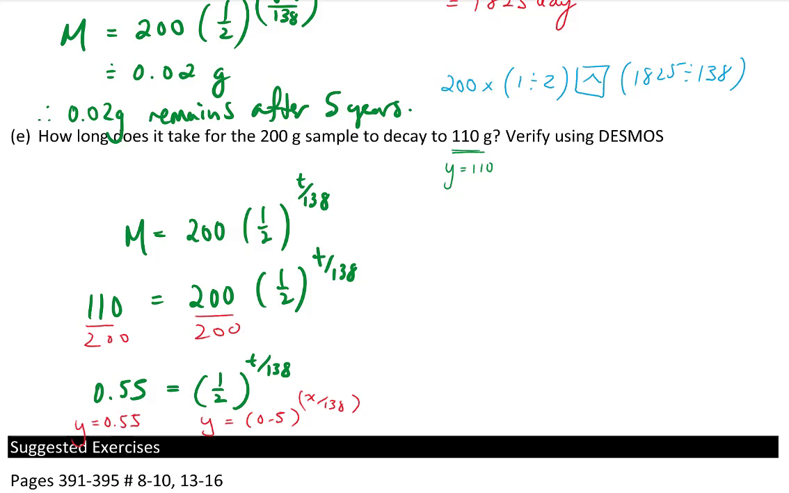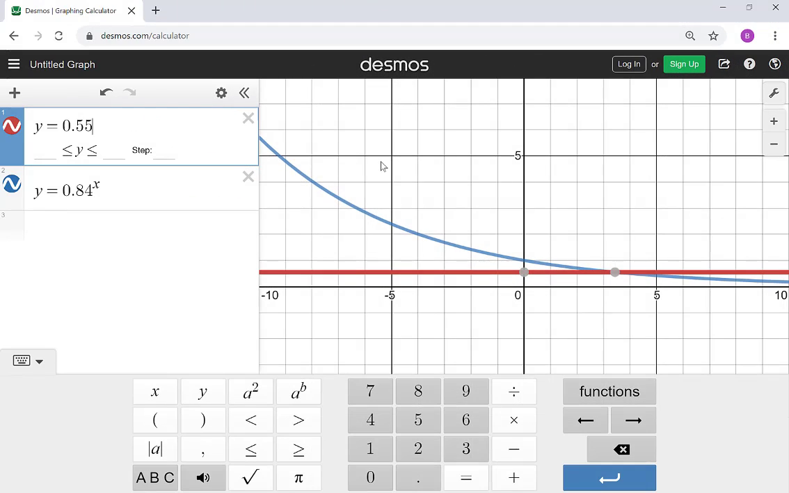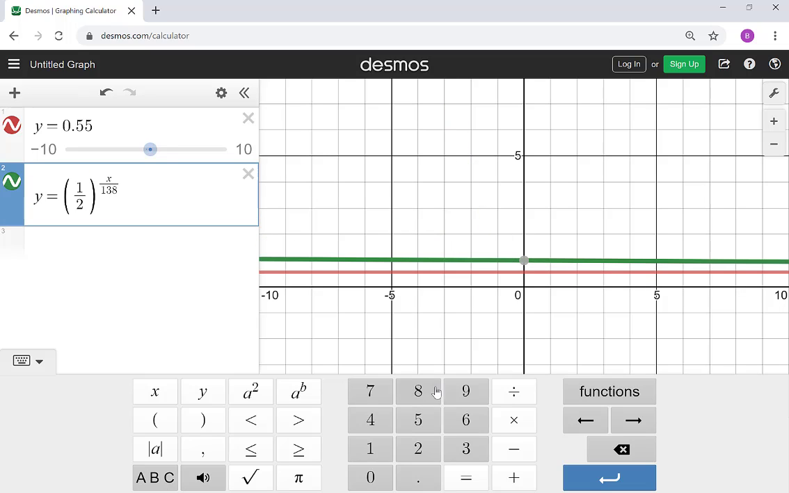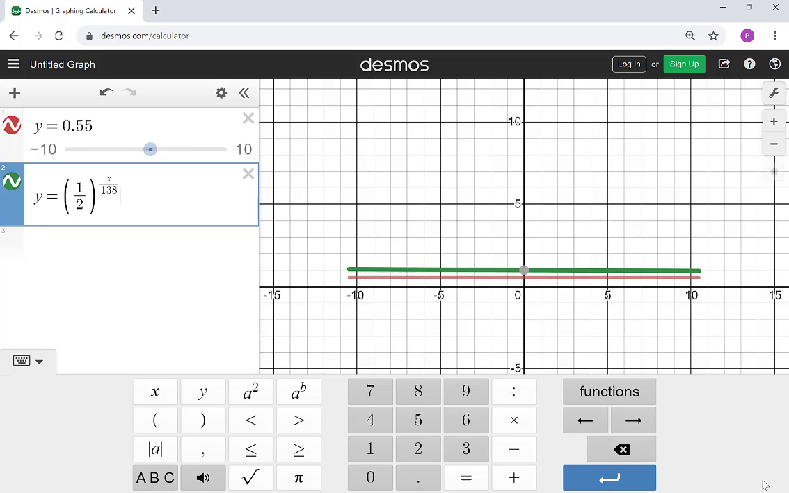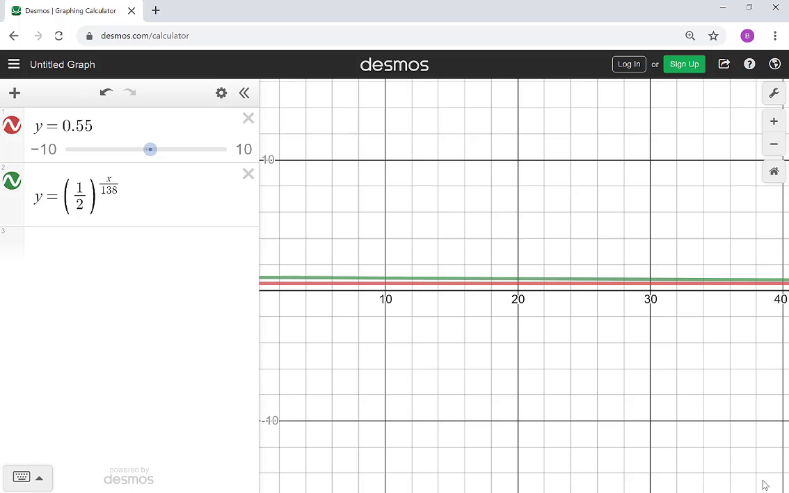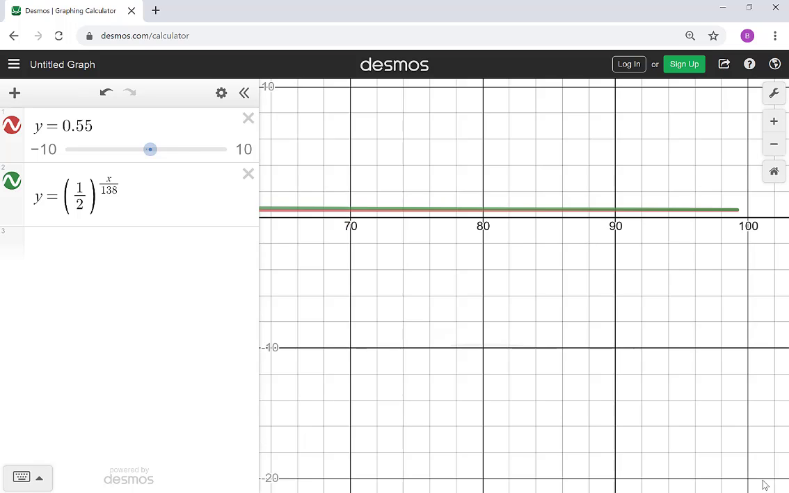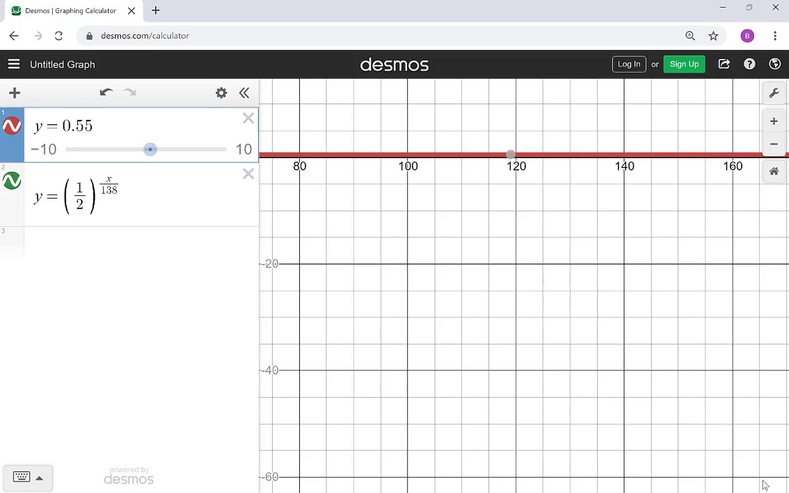So now let's go to Desmos. So y equals 0.55. So there are my two equations in Desmos. Notice we don't see a point of intersection, so we can zoom out by hitting the minus button, and then we may need to move to the side. So again, I'll need to click on the graph. It's still hard to see, but once I click on it, there's the point I'm looking for.